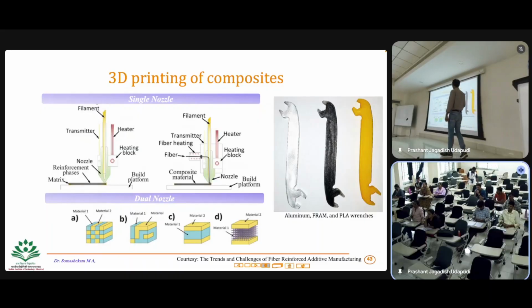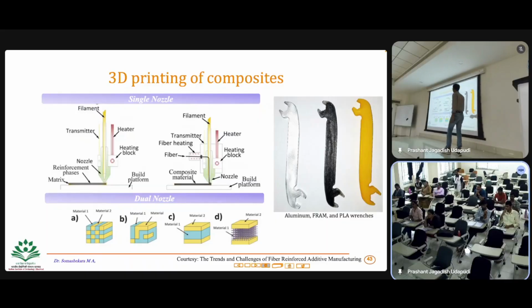So, and then you can have different materials. As I said, you can use a single nozzle and prepare the filament of a composite, right? Here you can see the fiber is coming through, and as the filament goes, our filament is joining with the composite structure, right?